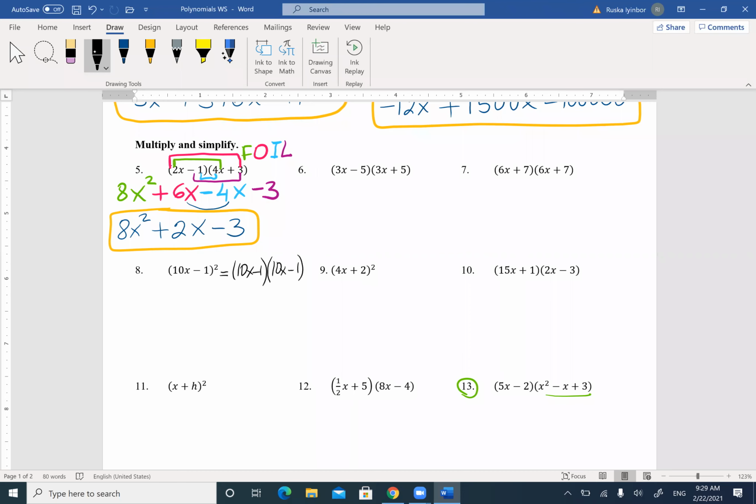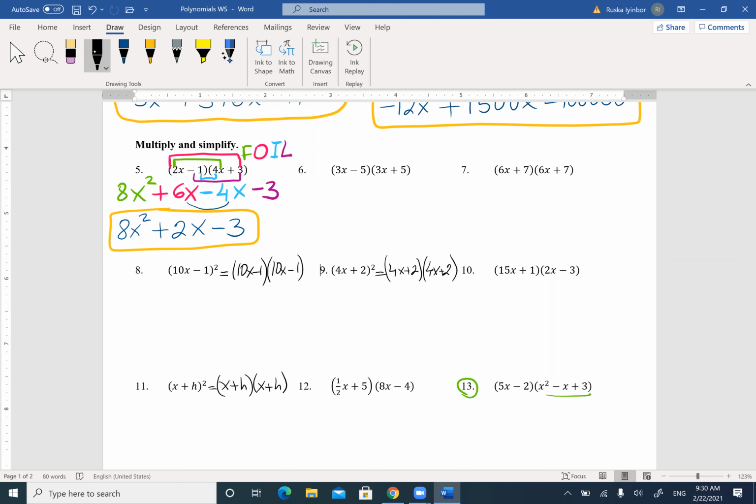The same idea for number 9. For number 9, you have 4x plus 2 squared. That means you're going to multiply 4x plus 2 times 4x plus 2, right? Okay? And the same with number 11. x plus h squared is pretty much x plus h, x plus h. Okay? So all of these questions from 5 to 13, you have to multiply. Okay? And one of the methods is FOIL.